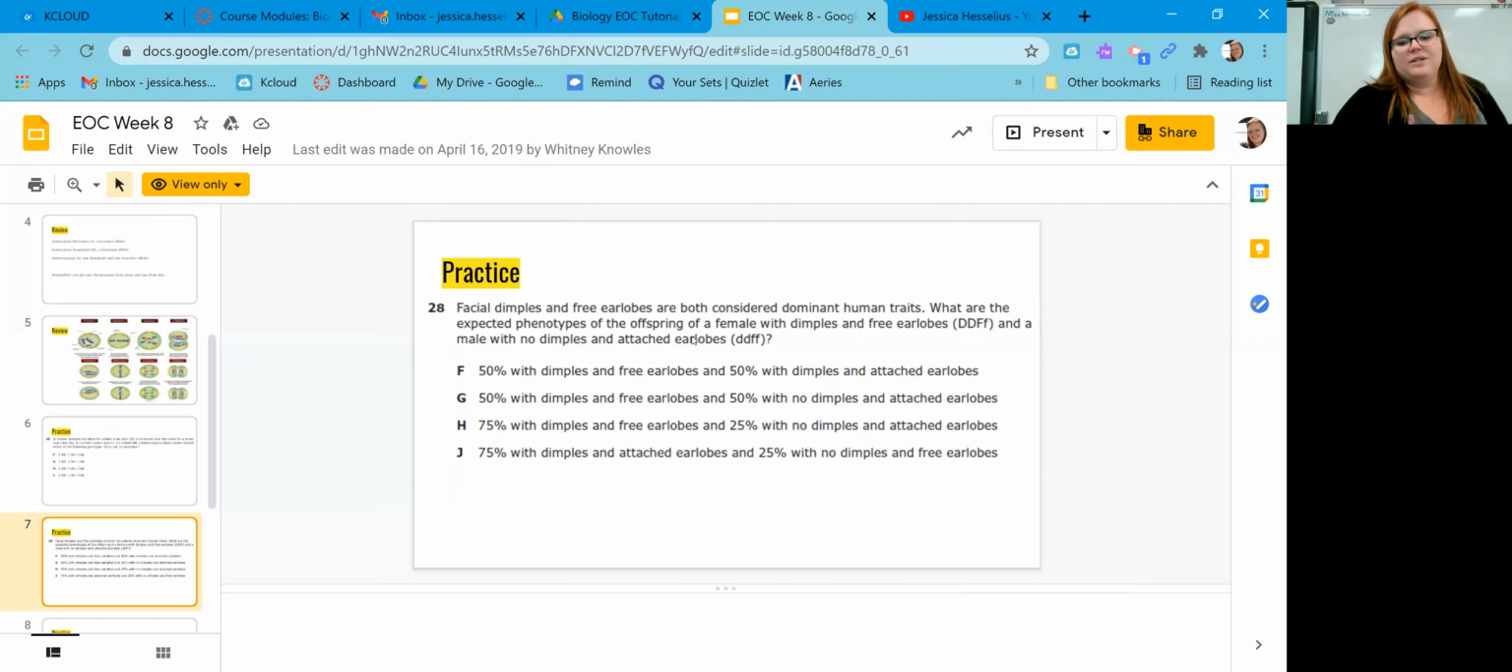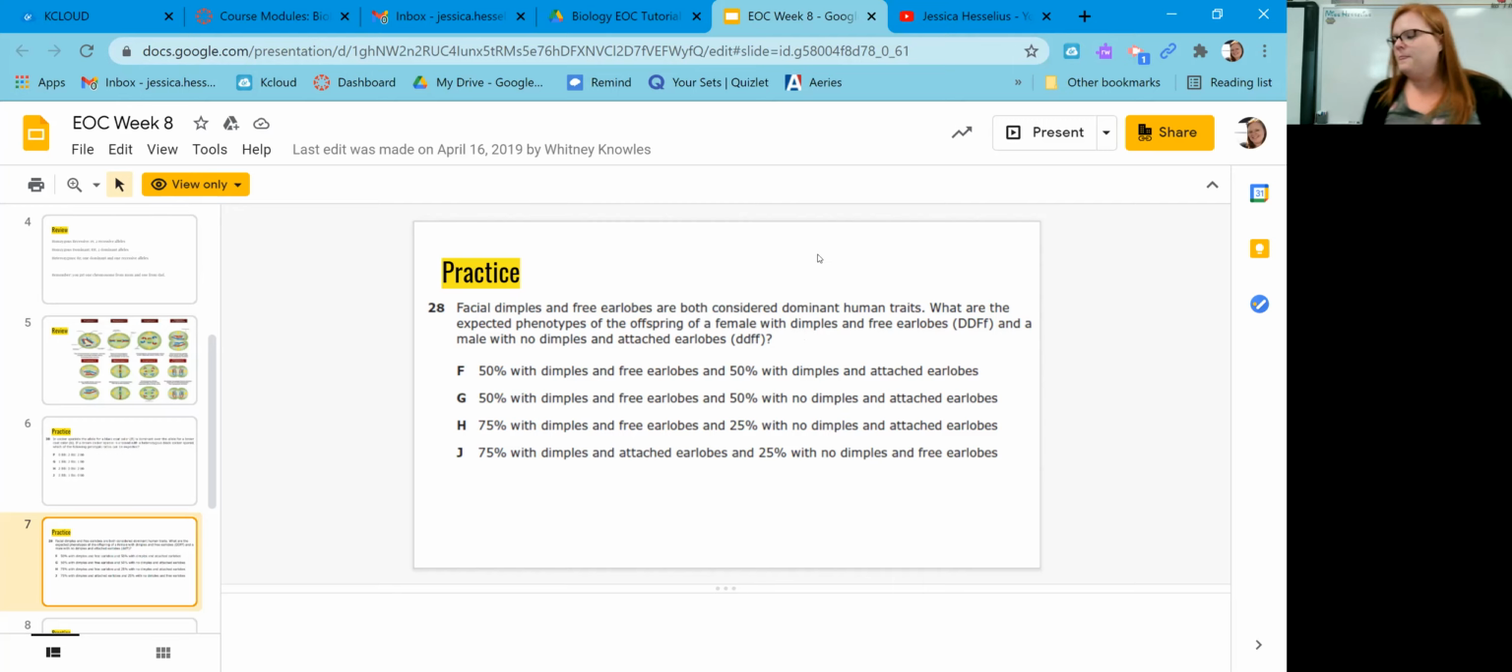What are the expected phenotypes of the offspring of a female with dimples and free earlobes? They give you her genotype, which is very nice of them. They don't always do that. And a male with no dimples and attached earlobes. He's recessive for both traits. So they want to know, what are the expected phenotypes? Okay, so what are all the possibilities their kid could be with these two parents?